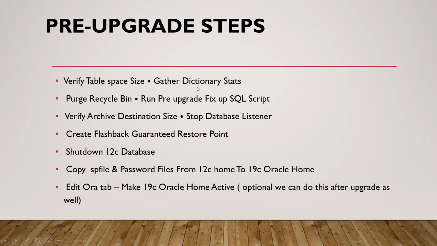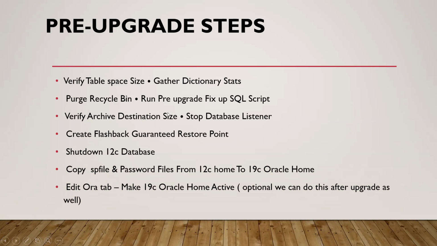And run the gather stats. If proper stats are there, the upgrade process will be very easy. Purge the recycle bin and other things; the pre-upgrade fix-up script takes care of these things. If any tablespace does not have sufficient space, we used to get that, but make sure you give sufficient space to your tablespaces. Archive destination size also we need to keep. If more archives are generated, then we need sufficient storage on the archive destination.